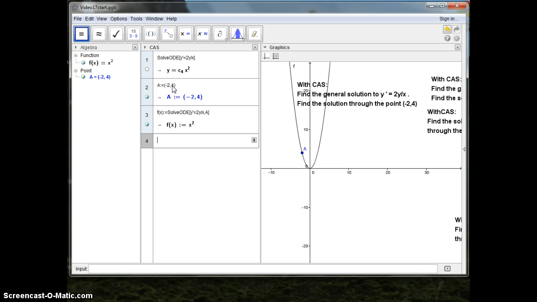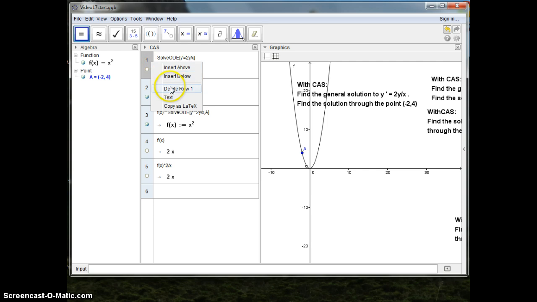And if I want to check, I could do that. I could say, what would a differentiation of f of x give? 2x. And what would I get if I take f of x and multiply it by 2 and divide it by x? And I get the same thing. So the solution is alright.